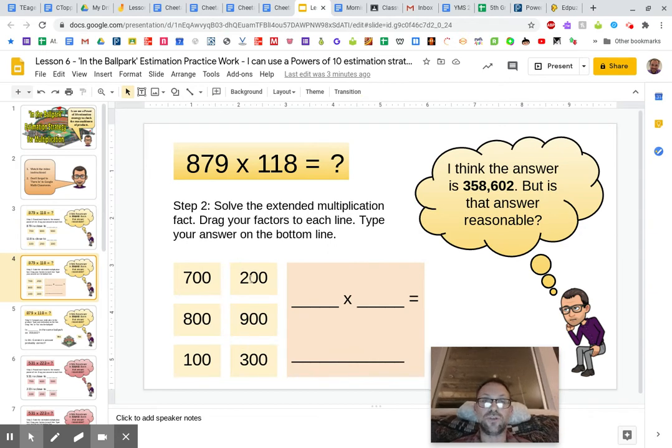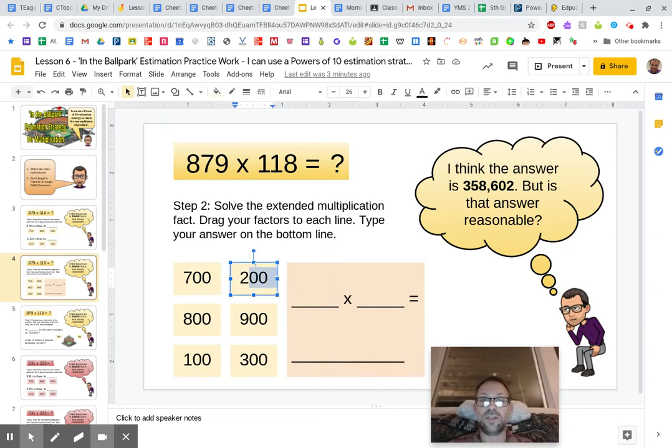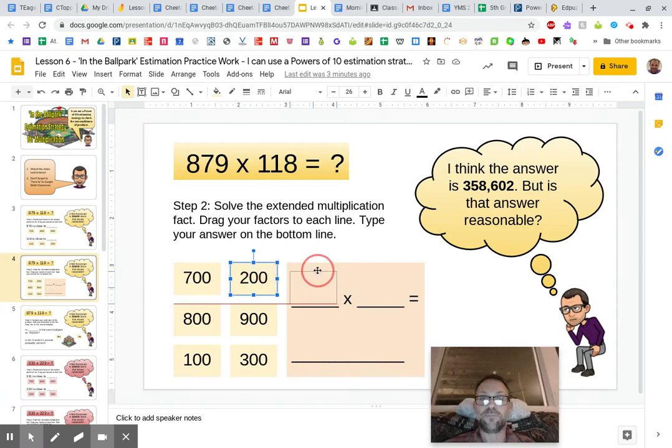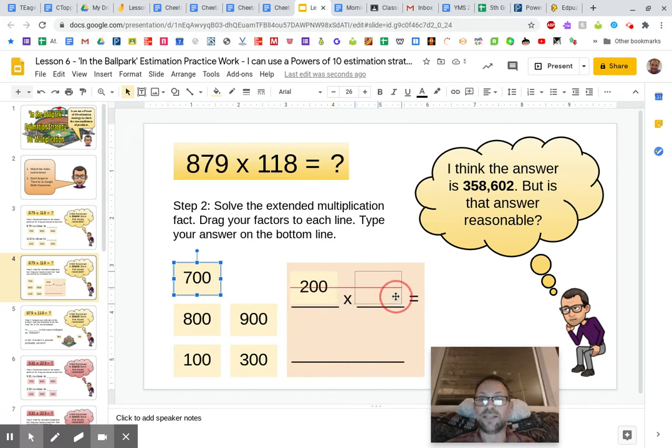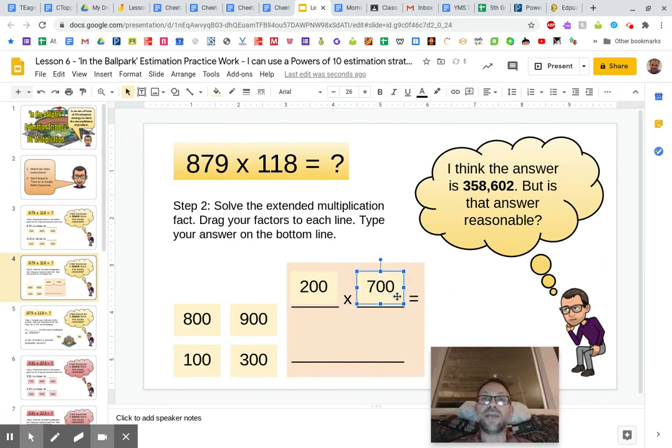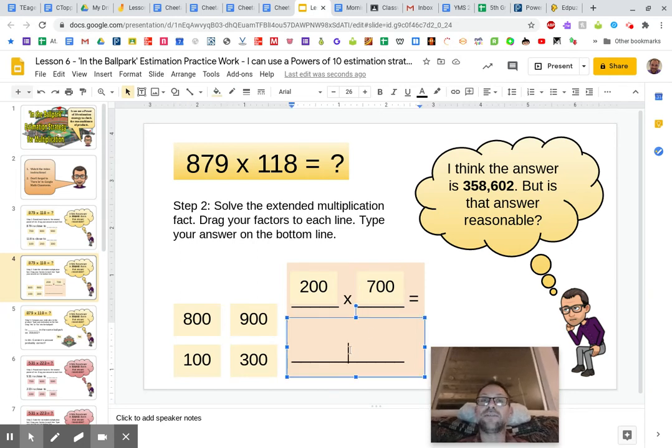Let's pretend you chose 200, and you drag that to one line. And let's pretend you chose 700, because they're on top. And you drag it to the other line. So let's pretend that is your estimation number sentence. Then you solve that, and you type the answer here on this line. Okay? Does that make sense? You type your answer into whatever you think you solved. And then when you have your estimation, you think that the answer to this problem, 879 times 118, is whatever it is you think it is.